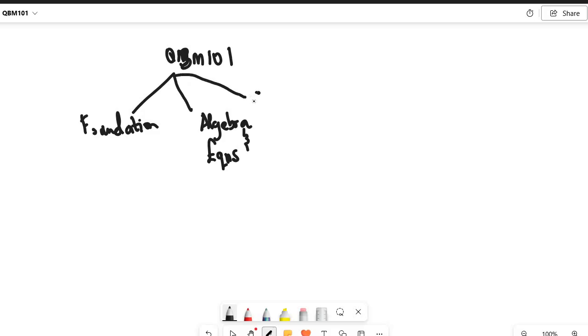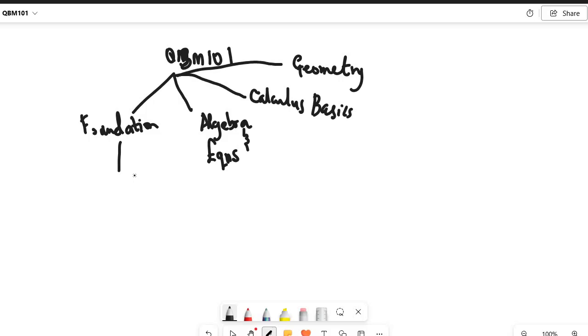And the third module would be calculus. We'll look at some basics of calculus. And the final module would cover geometry, what you need to know about geometry. So let's look at each one of these topics, starting from the foundation. What courses are we going to be talking about?